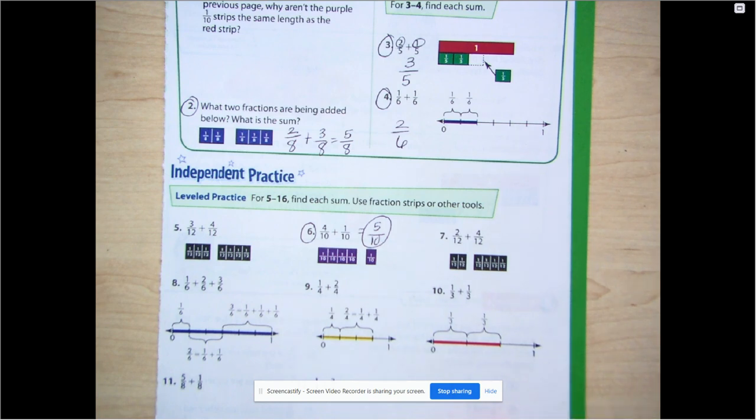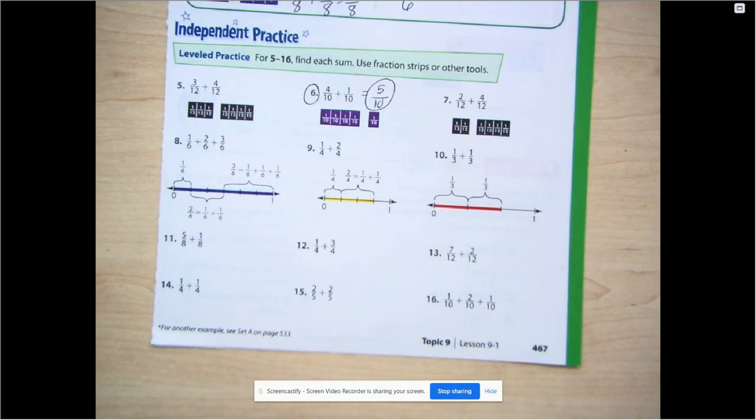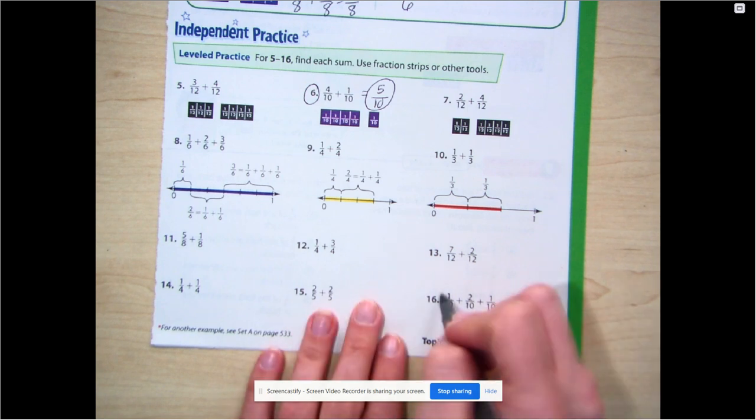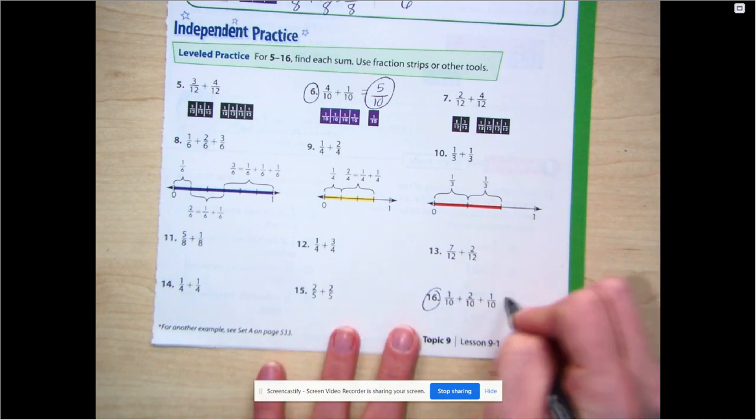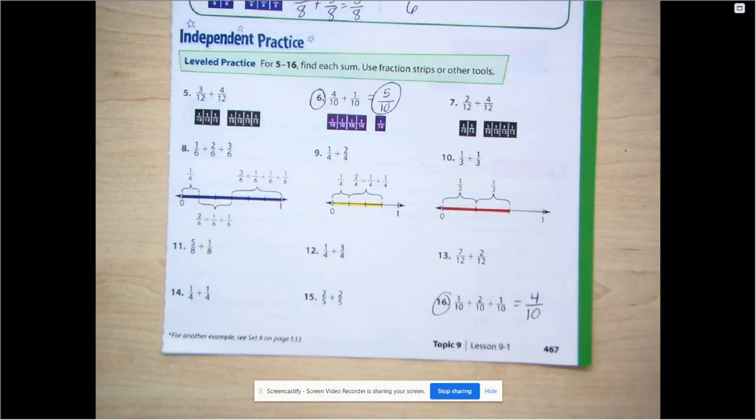Okay, I want you to do one more. Let's go down to the bottom. I see number 16 has us adding 1/10 plus 2/10 plus 1/10. Can you put that into the Edpuzzle? 1 plus 2 plus 1 is 4, so I get 4/10.